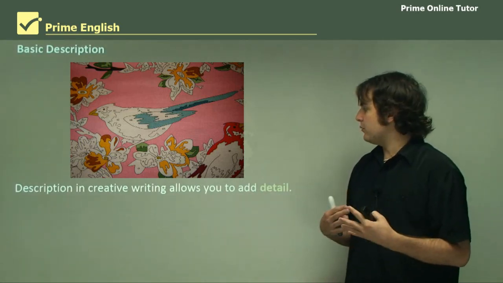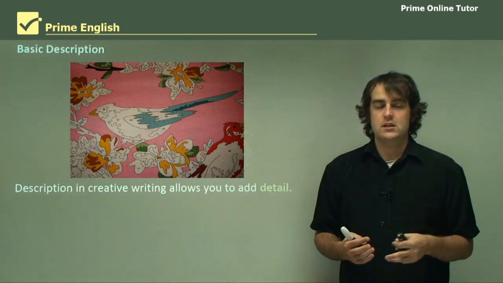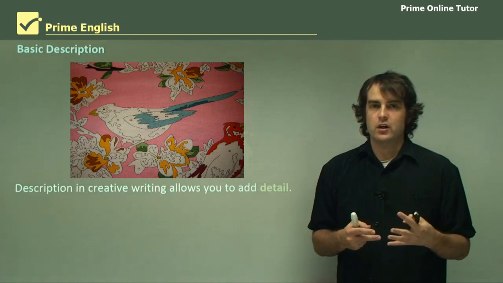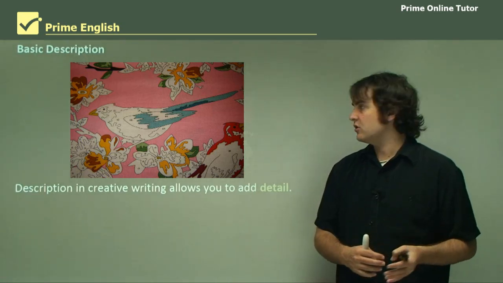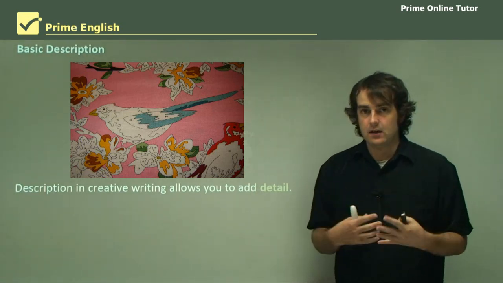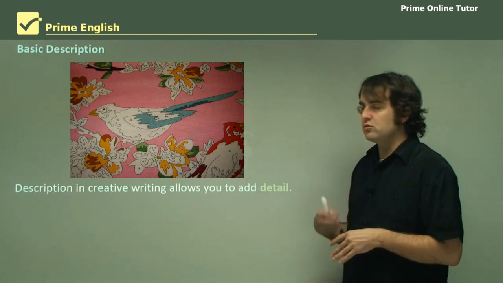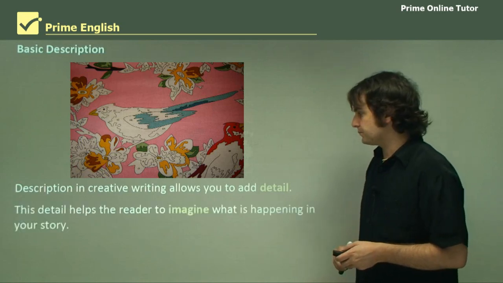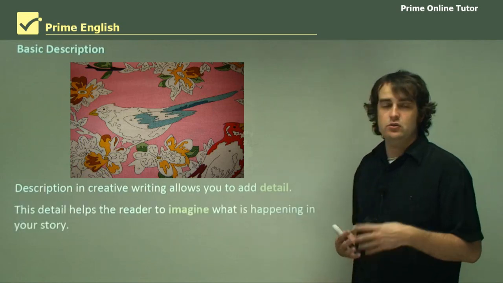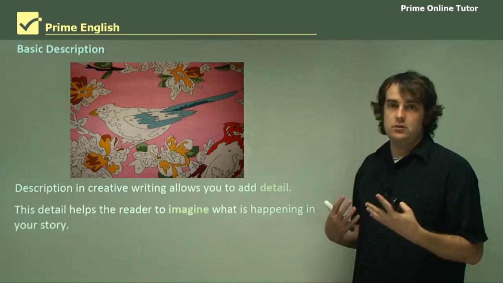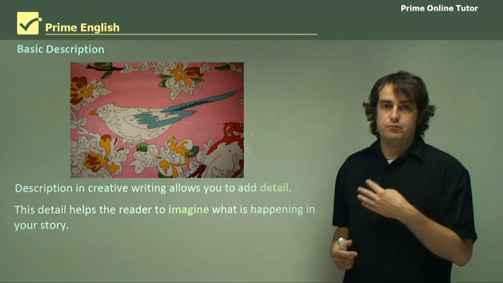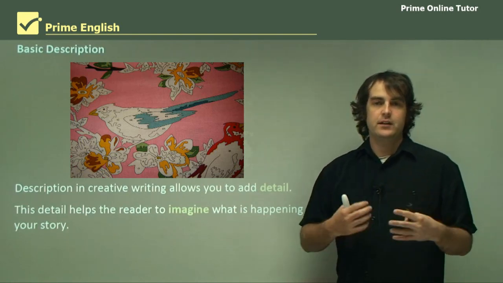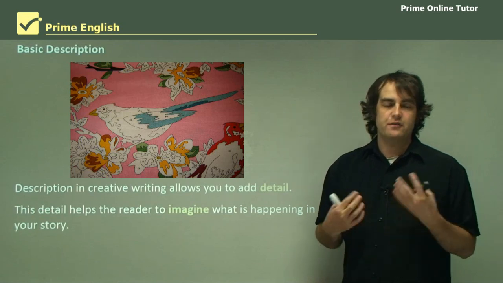So to start with, description in creative writing is pretty much like the color to a picture. You think of your structure as being the outline and your description is what colors it in. That allows you to add some detail to it. It helps the reader to imagine what is happening in your story, and that color allows us to start filling in some of the blanks which we get from just the story.